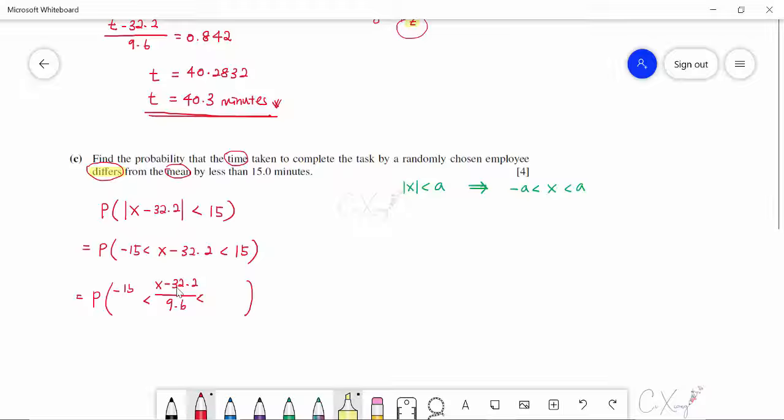So you do the same thing for all sides of the inequality. Negative 15 divided by 9.6, 15 divided by 9.6 also. All right, so if you correct it to three decimal places, you'll get negative 1.563 smaller than this middle part here, which is actually your z, something that you already standardized, right? Because from here you can see that it is minus 32.2, which means minus the mean, divided by 9.6, which is the standard deviation. So the whole variable here is actually the z, and then smaller than 1.563.